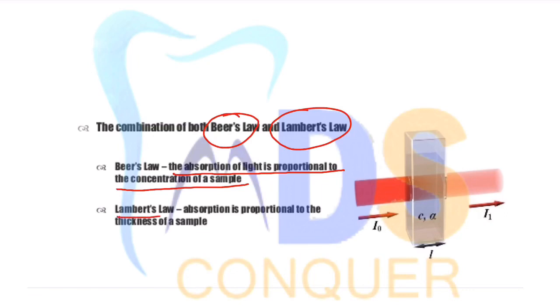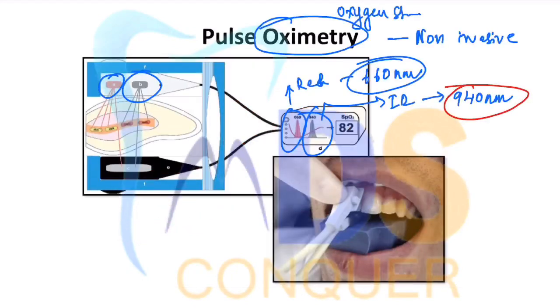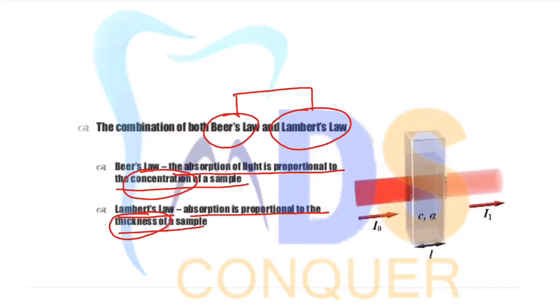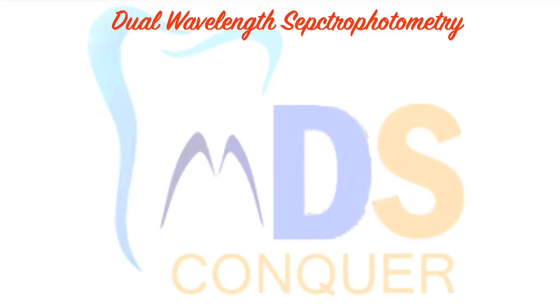And the second one is Lambert's law or Lambert's principle. The absorption is proportional to the thickness of the sample. First one is concentration of the sample, second one is the thickness of the sample. So based upon these two principles, your pulse oximetry is going to work. The important points in pulse oximetry are: it's a non-invasive procedure, it helps in knowing the blood saturation levels, it has two diodes and their wavelengths are important, and it works on two principles, and the meaning of those two principles is very, very important from an examination point of view.